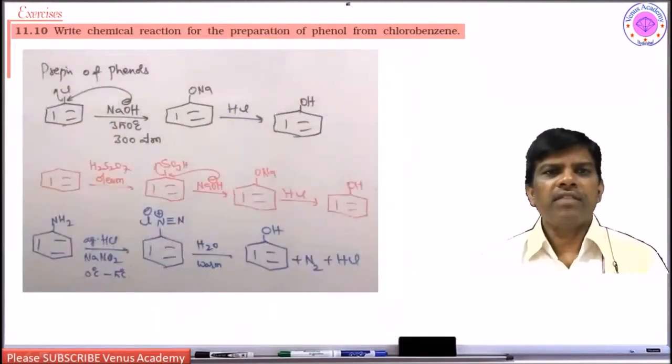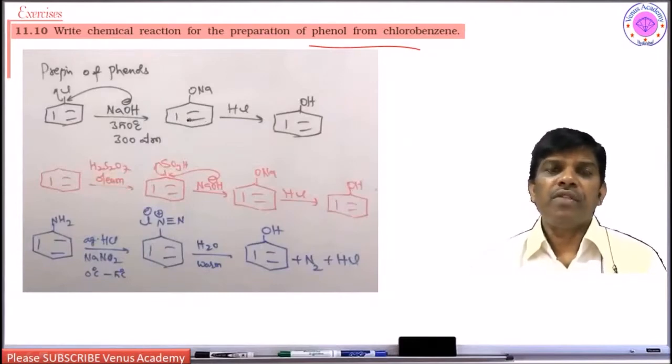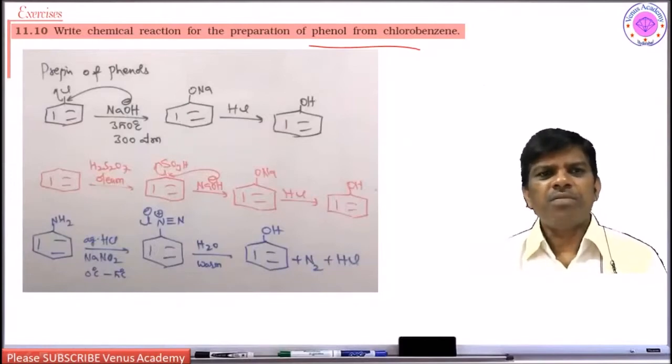Write chemical reaction for the preparation of phenol from chlorobenzene. Dear students, it is not easy to prepare phenol from chlorobenzene. However, if you want to prepare, it is a nucleophilic substitution reaction. Nucleophilic substitution reaction in phenol is very tough. However, it is possible at high temperature. High temperature, dear students, I have already said.